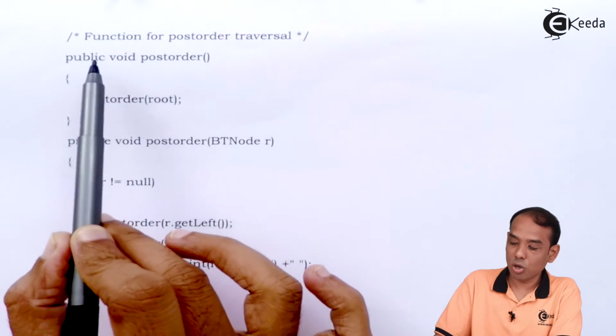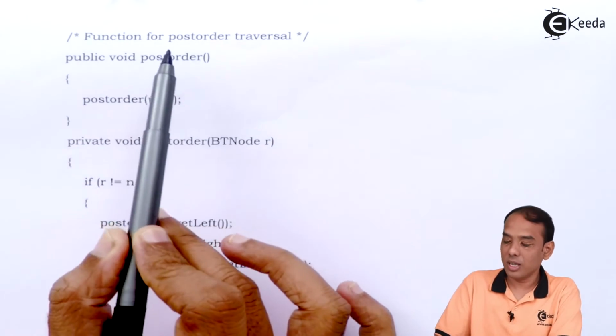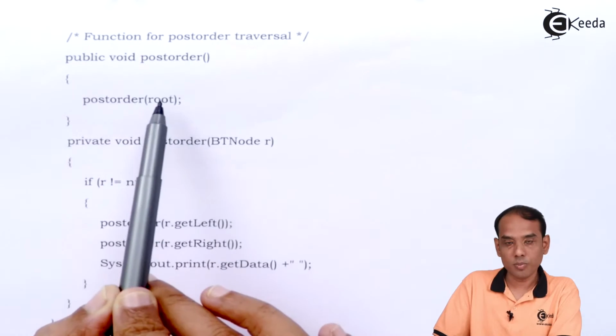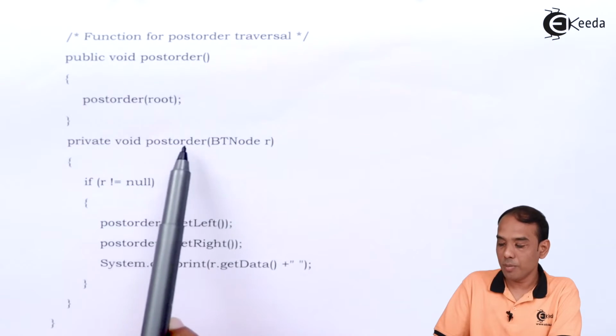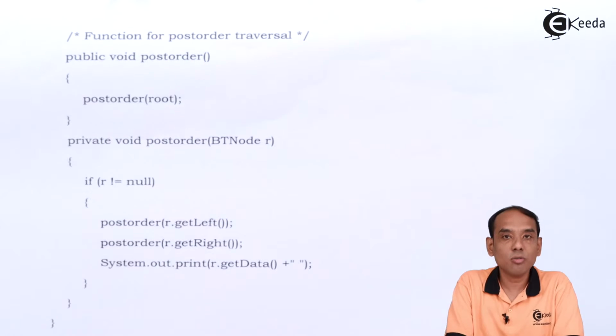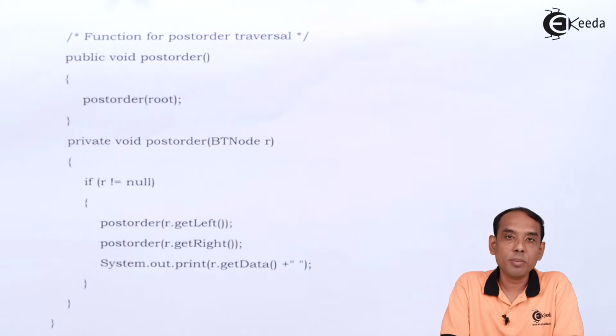I have defined a function called public void post order. Inside that I am going to recursively call post order root. Hence I write down private void post order, in which I am going to pass the parameter bt node r. R will be for root node, and bt node is the class which we have defined, and r is to be taken as a root node reference variable.